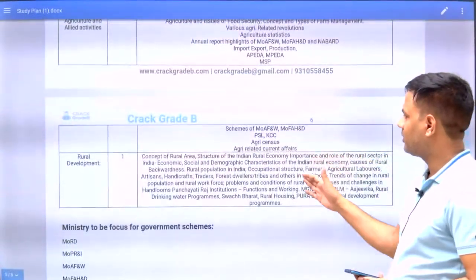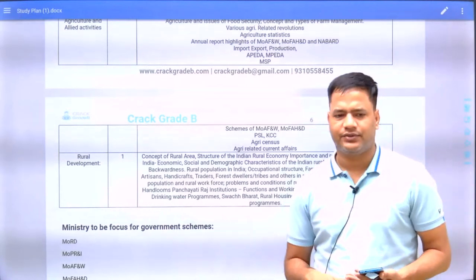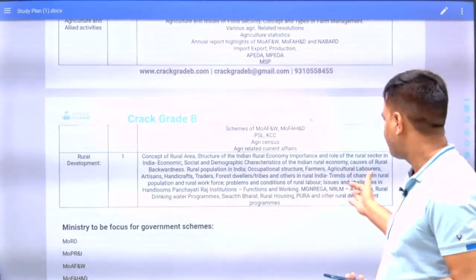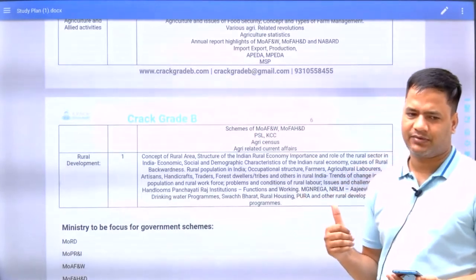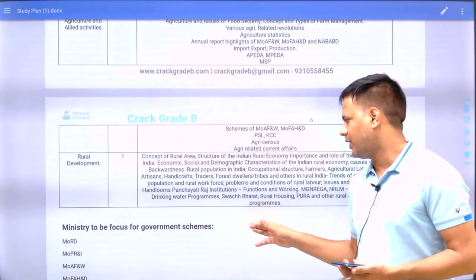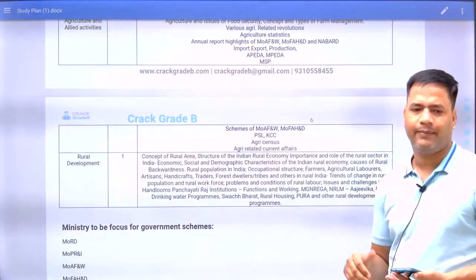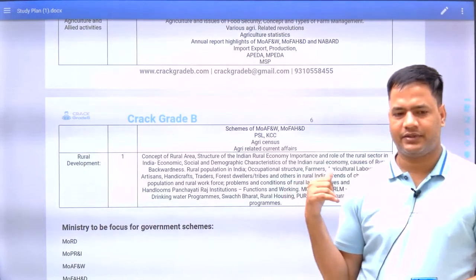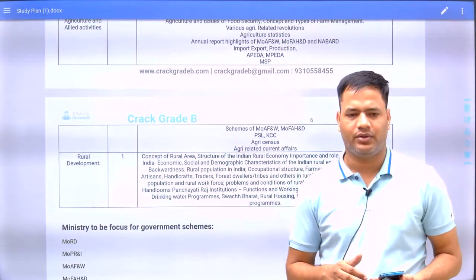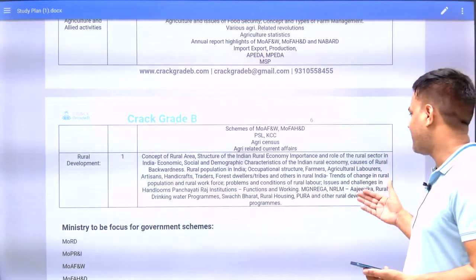Next is rural development: the concept of rural area, the structure of the Indian rural economy, the Panchayati Raj institutions, the 73rd Amendment Act and various committees related to Panchayati Raj are important. Various schemes under this chapter can be asked from the Ministry of Rural Development. Schemes of the Ministry of Rural Development and Panchayati Raj are very important. Under this topic, old schemes can also be asked, so you have to study the history of MGNREGA and the National Rural Livelihood Mission. These are important schemes, and before these there were other schemes, so you should go through those also. They have not asked, but chances are there that sometimes they can ask the history of these schemes.